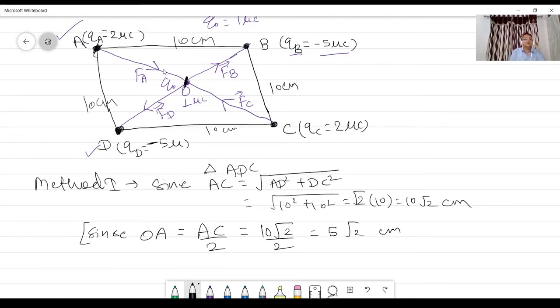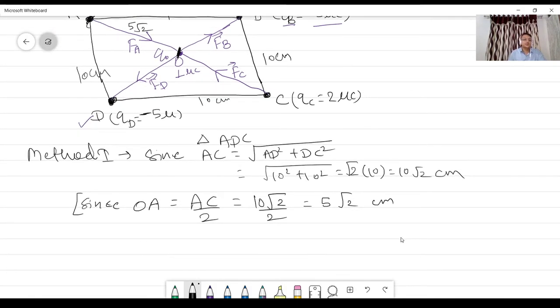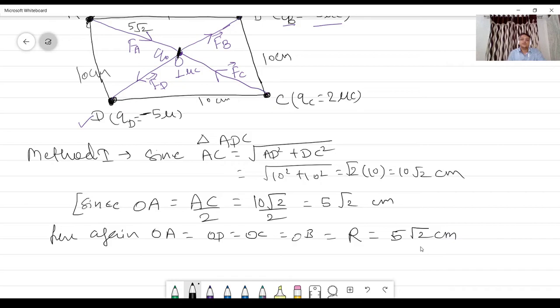So your OA will be 5 root 2 centimeter. Now the very important point is that since this O point is the center point, the distance from all other point charges to the Q naught will also be 5 root 2. Why? Because here again this distance OA will be equal to OD, equal to OC, equal to OB. All these distances will be equal, and this can be written as, let's say, R, and let's say it is equal to 5 root 2, because we have already calculated. So this is one of the things.